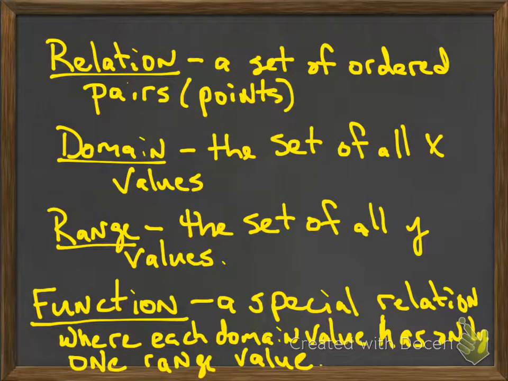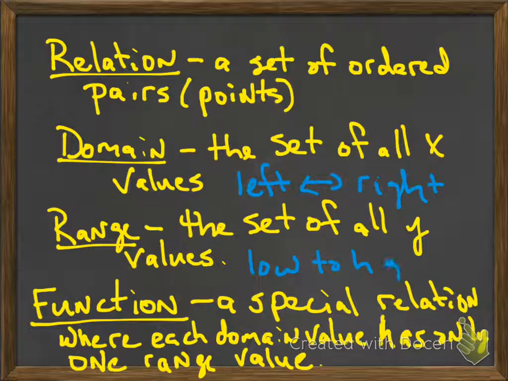Domain is the set of all x values in a relation. The range is a set of all y values. And a function is a special relation where each domain value has only one range value. In other words, there's only one x. If you see x repeated, this is not a function because that means x has two y answers. Keep in mind that the domain goes from left to right, while the range goes low to high, up and down, or down and up, however you want to look at it.